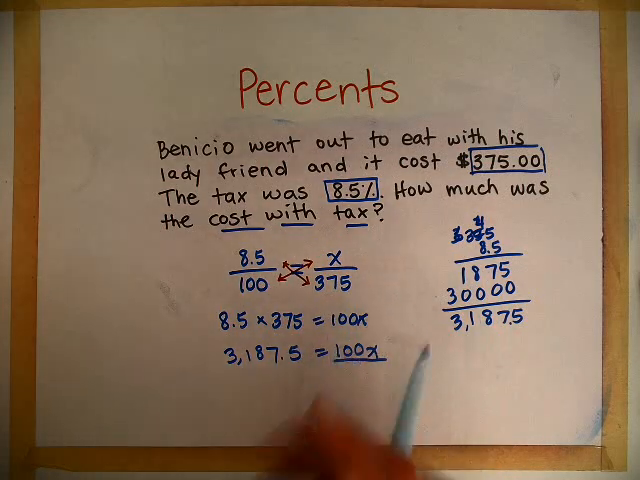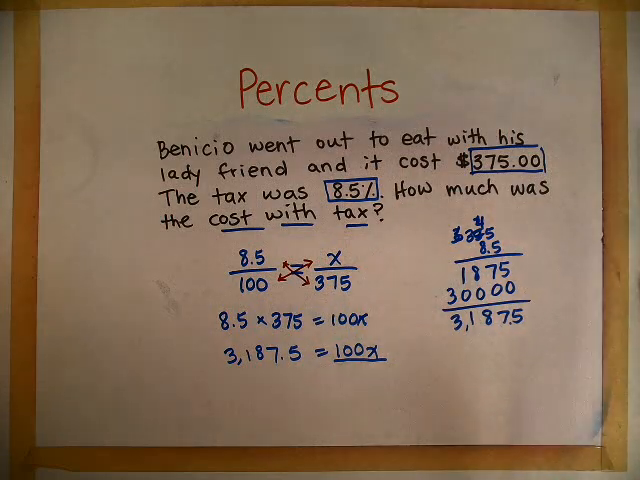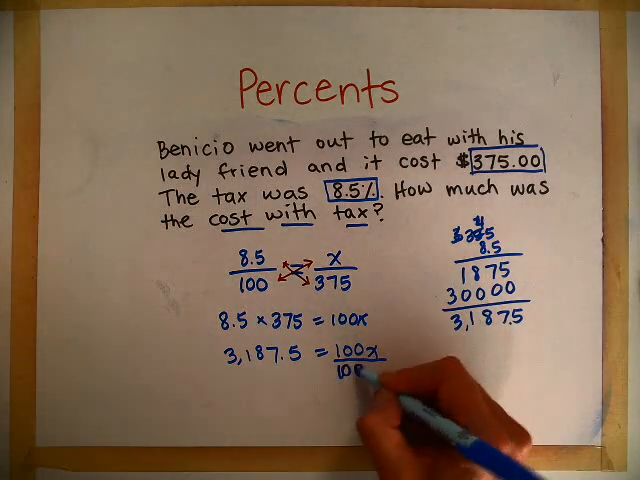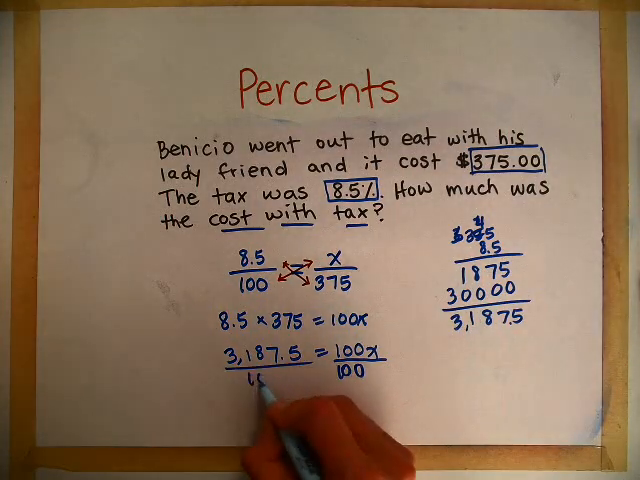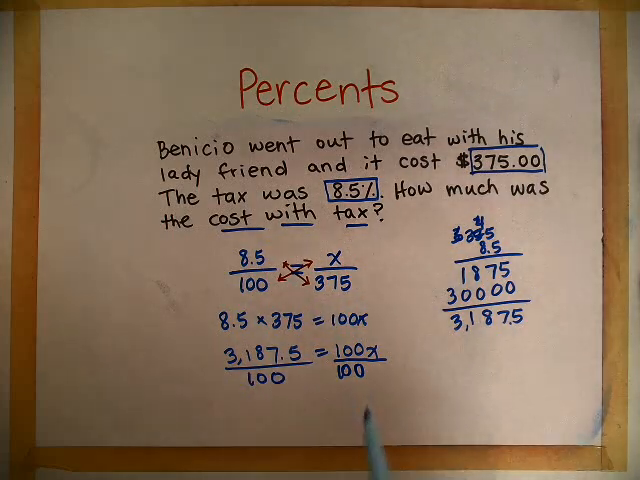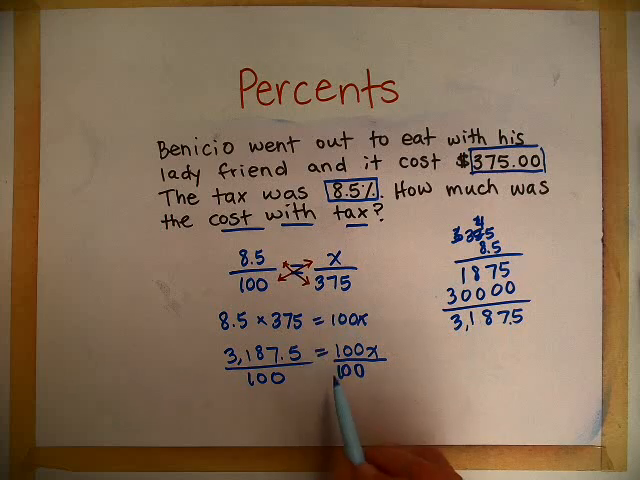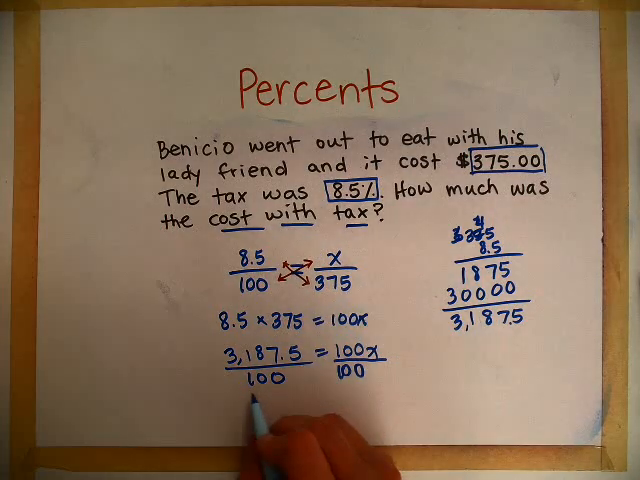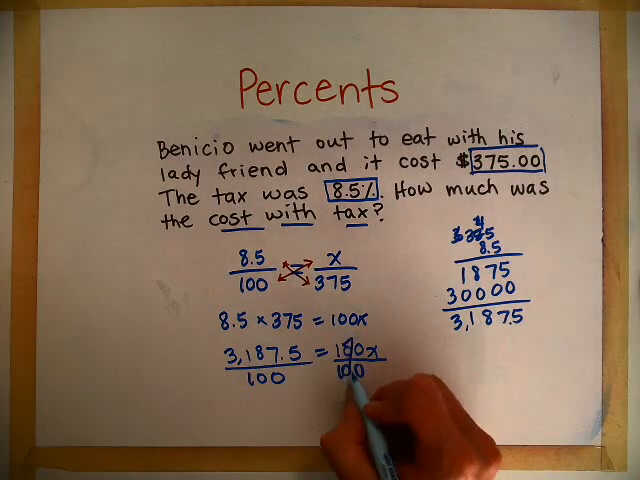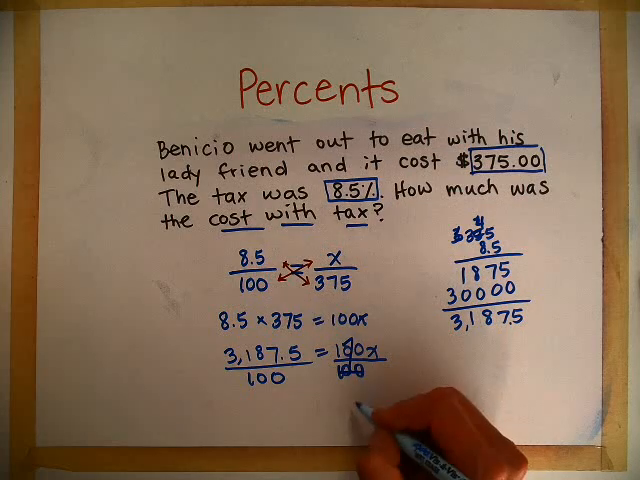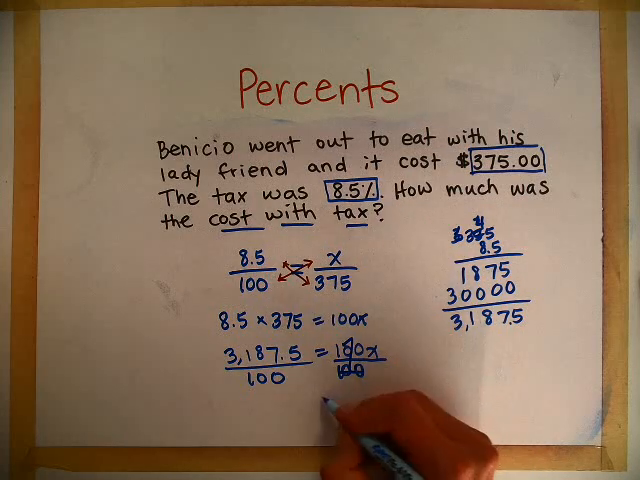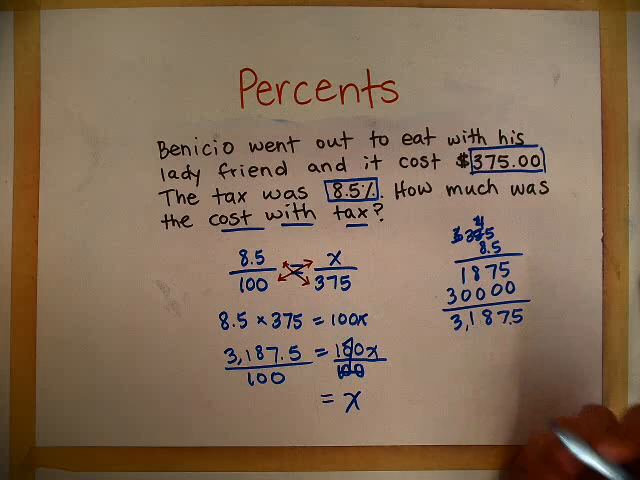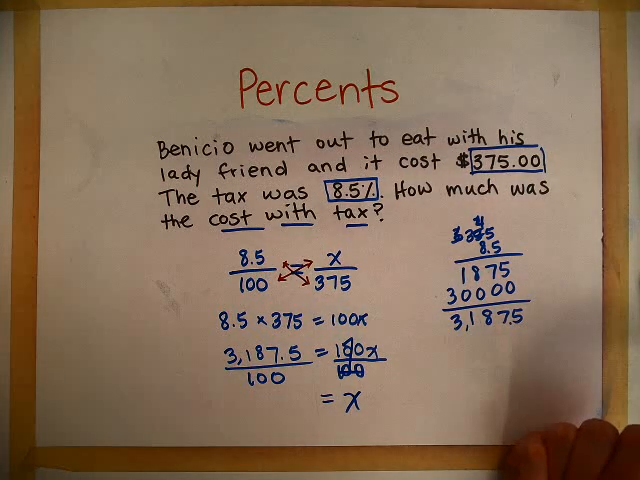I'm not going to divide by x because I don't know what x is. So I'm going to divide by 100 on both sides, because if you do one thing to one side of the equal sign, you have to do it to the other side, because they're equal, and you have to keep them equal. So 100 divided by 100 is 1, so over here is just 1x. So over here we just end up with x, because 1 times x is x.